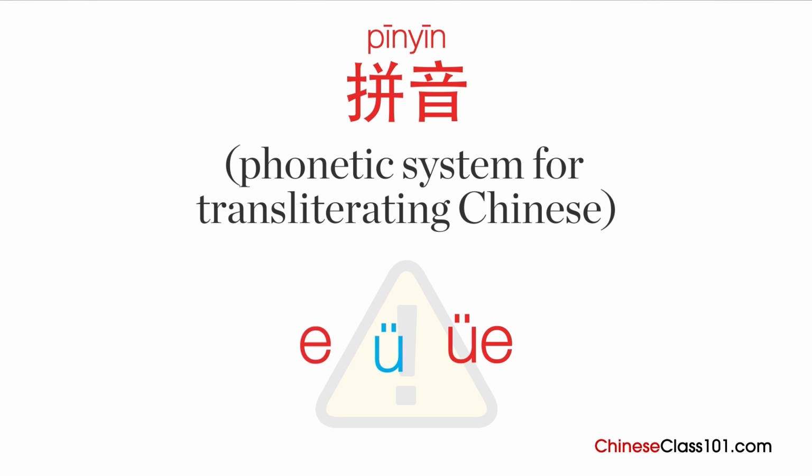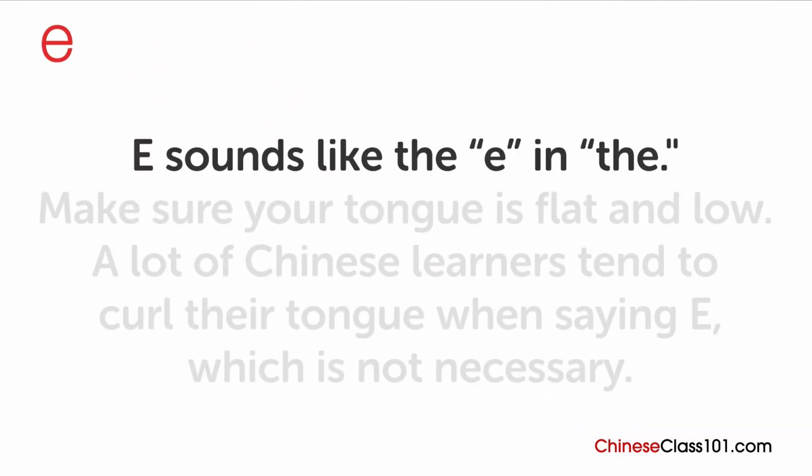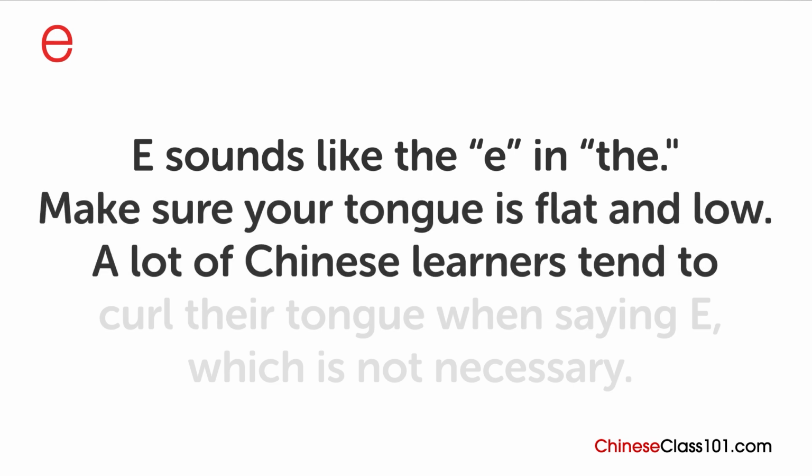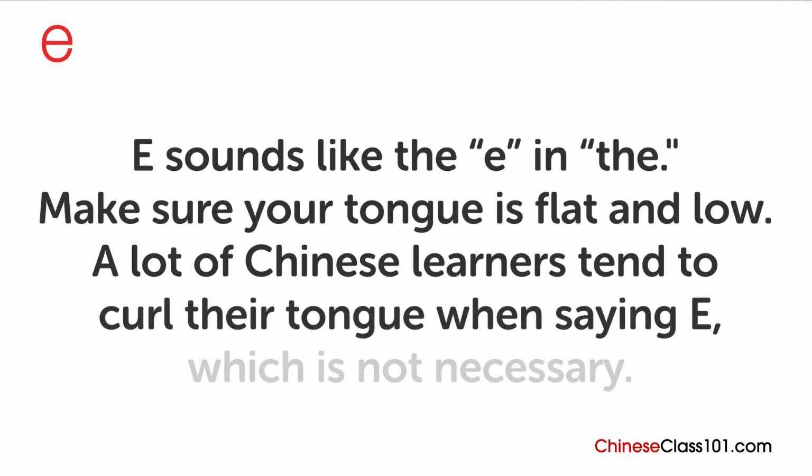The ü and üe are the relatively difficult ones for non-Chinese native speakers to pronounce. First, let's look at how to say the final e accurately. It sounds like the E in the. Make sure your tongue is flat and low. A lot of Chinese learners tend to curl their tongue when saying e, which is not necessary.